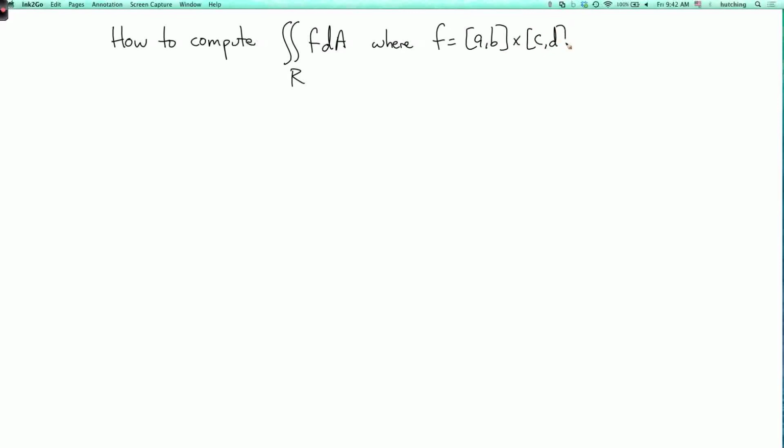We're now going to see how to compute double integrals over rectangles. So we want to understand how to compute the double integral over R of f dA, where R is the Cartesian product [a,b] cross [c,d]. So in the xy plane, it looks like this. x goes from a to b, y goes from c to d. We have this rectangle here.